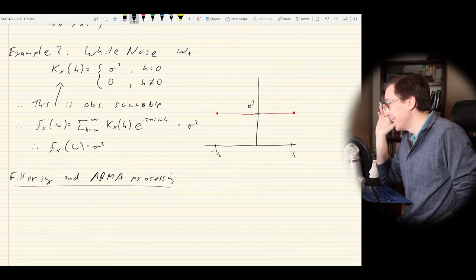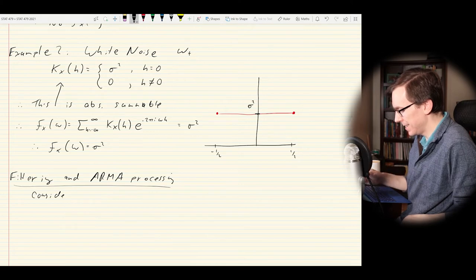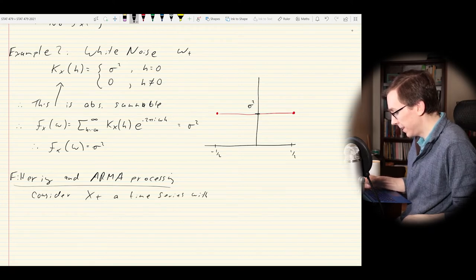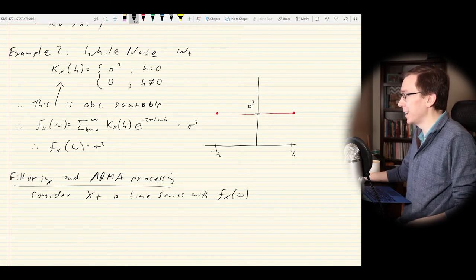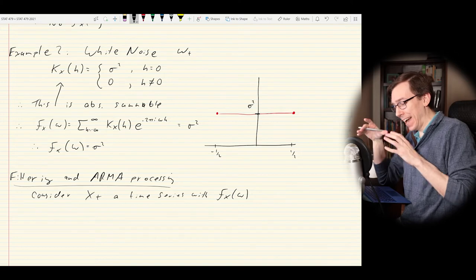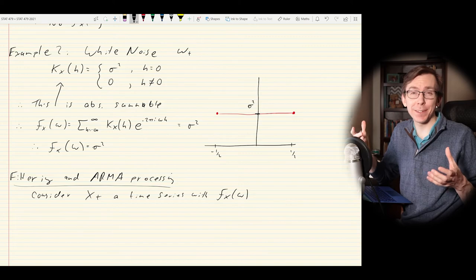So consider a time series, XT, with f_X(omega), the spectral density. Now the question is, can I use the spectral density for XT to find a new spectral density for some other process YT?